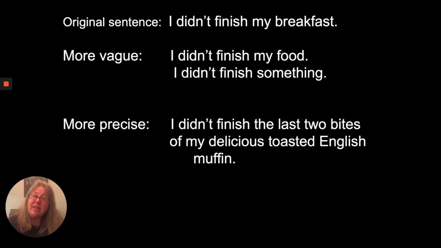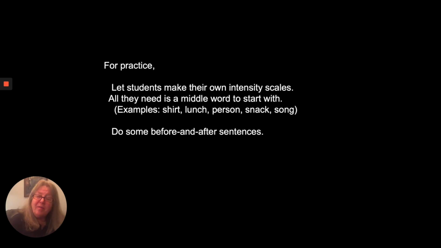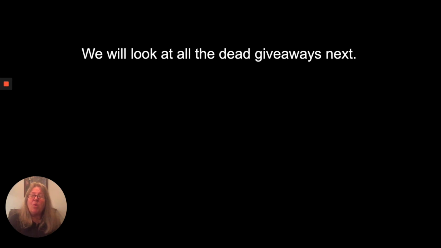Here's an original sentence. I didn't finish my breakfast. You could have some fun making it more vague and more precise. For practice, students could make their own intensity scales, and all you need to do is give them a piece of butcher paper or a piece of newsprint, a marker, a group maybe, and a word for the middle to start with. Or do some before and after sentences, and you have some wonderful experiences for them to remember about how to change words that are vague in the minds of a reader.